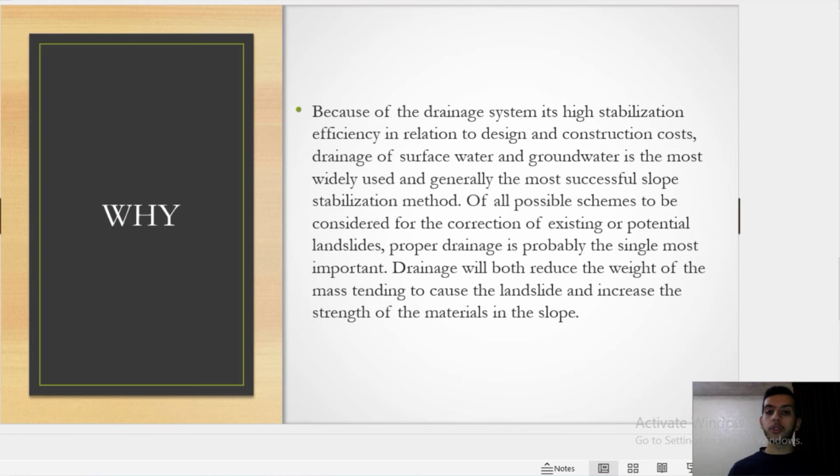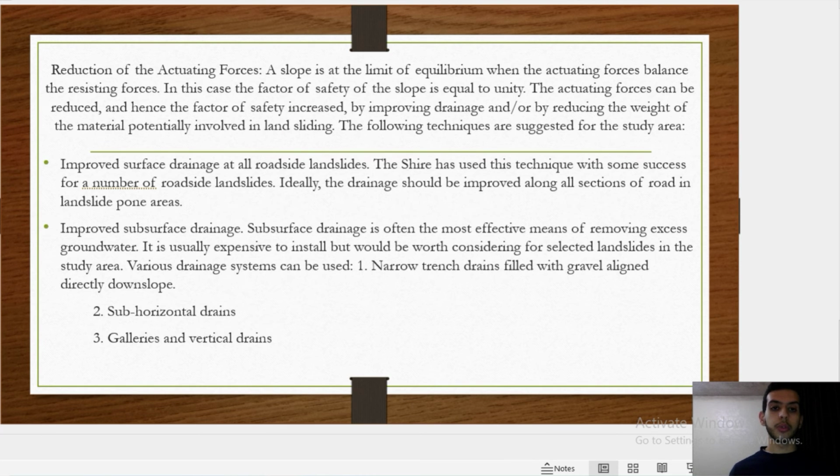We choose the drainage system because of its high stabilization efficiency in relation to design and construction costs. Drainage of surface water and groundwater is the most widely used and generally the most successful slope stabilization method of all possible schemes to be considered for the correction of existing or potential landslides. Proper drainage is probably the single most important. Drainage will both reduce the weight of the mass tending to cause the landslides and increase the strength of the material in the slope.